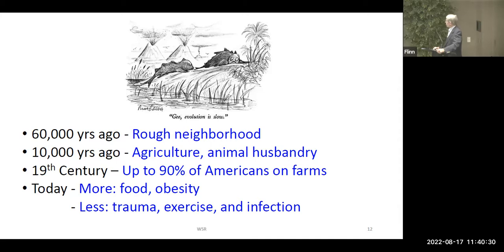So as man evolved, they had more food and they had less work. But even by the 19th century, up to 90% of Americans still lived on farms, and they led a very active life physically, even if they had the help of the animals. But then fast forward to today, and we have more food, and we have more obesity, we have less trauma, less exercise, and less infection of the magnitude that we used to have.